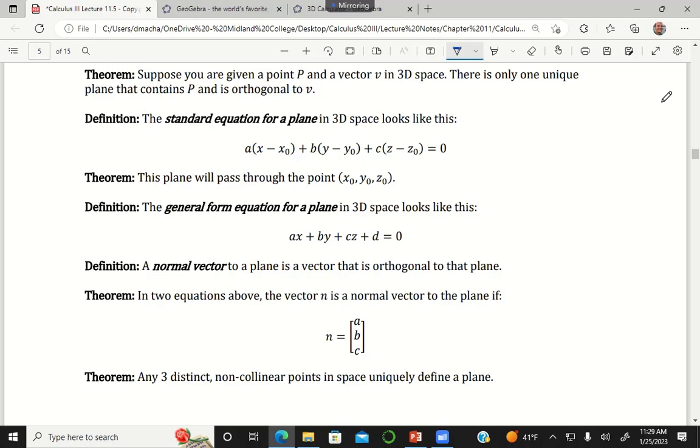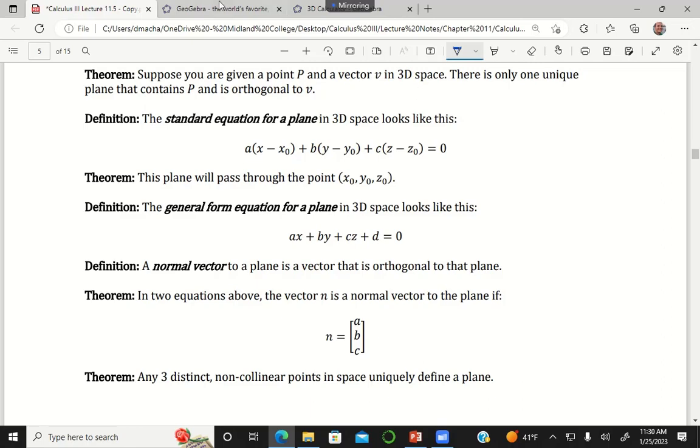Because any point we choose on that plane, the vector formed by the known point and another point x, y, and z, that vector and the normal are always perpendicular. So if we do the dot product, it's going to be 0. Yeah. Okay.